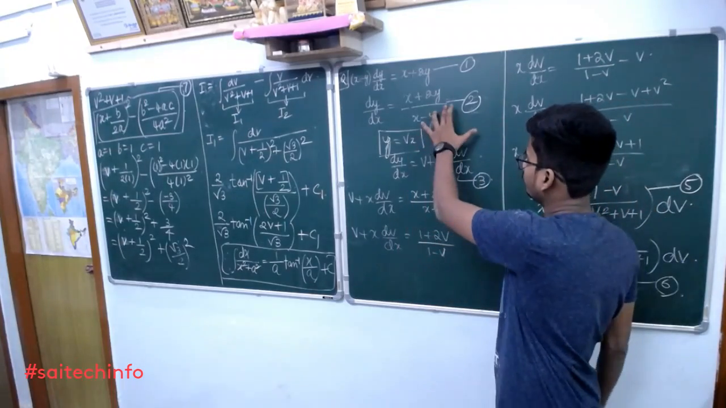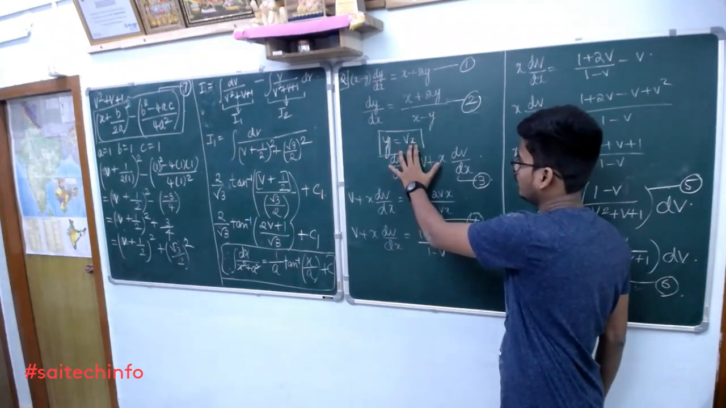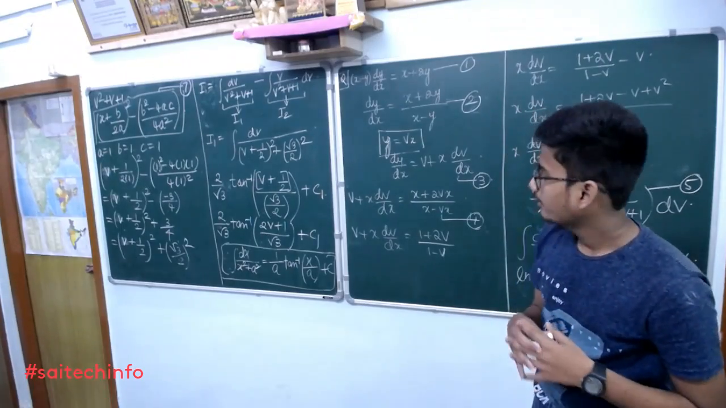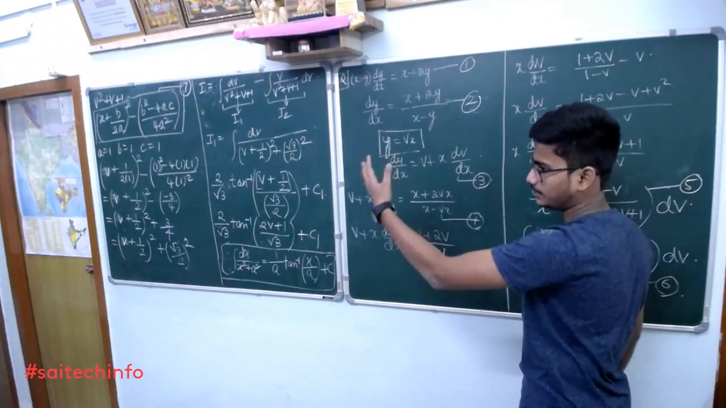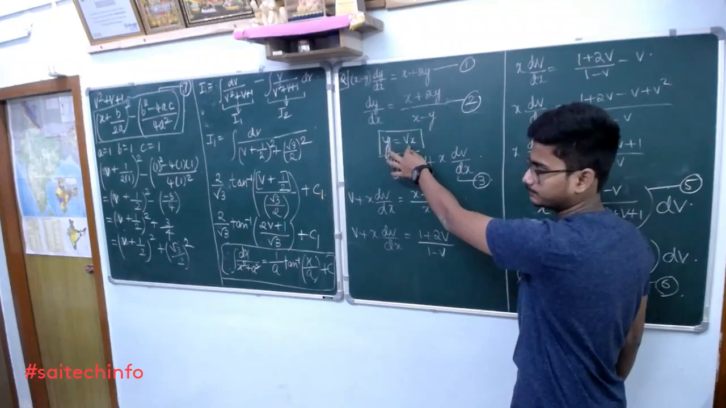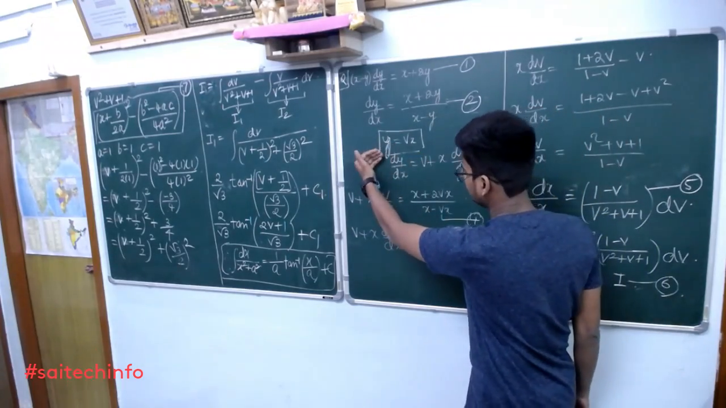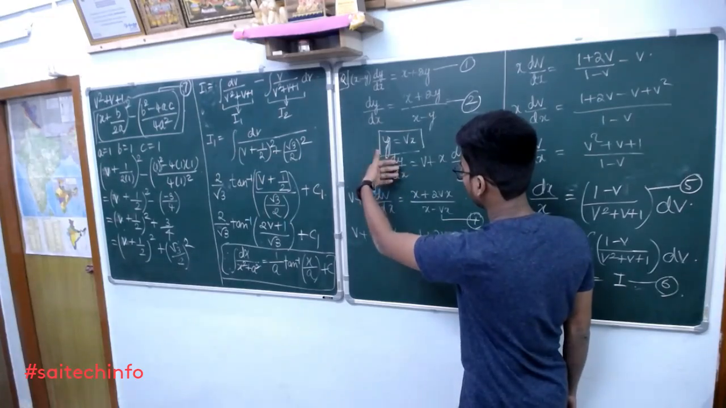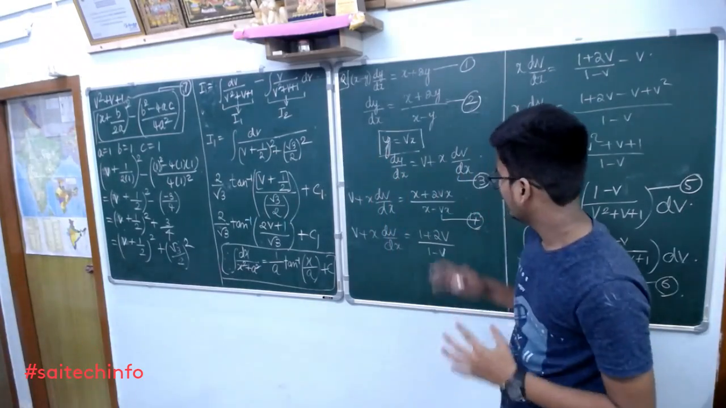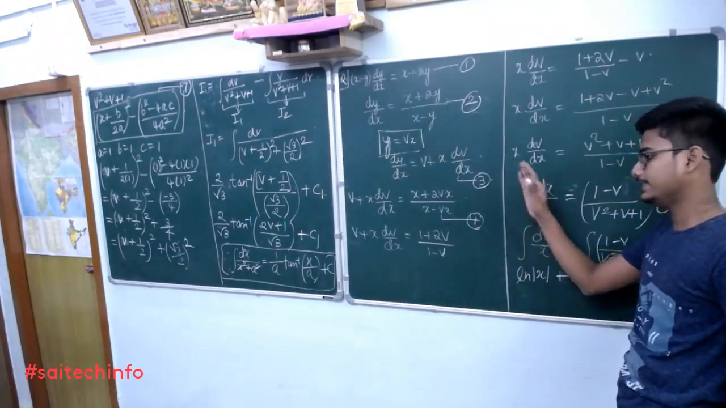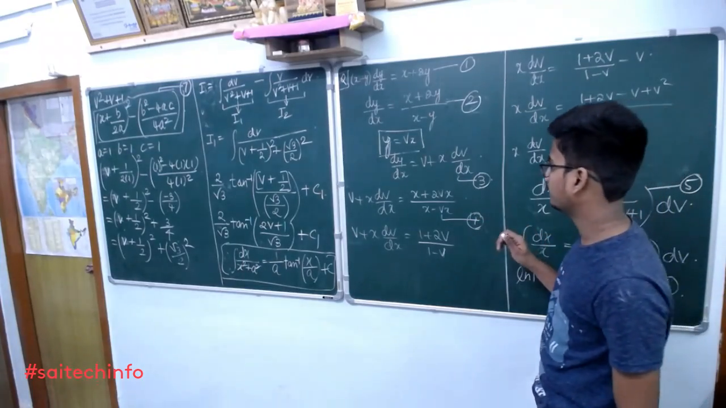Substituting in the place of y, that is vx. On substituting vx, y gets eliminated and we get the new term v, such that we differentiate at the next step. So dy by dx is equal to v plus x into dv by dx. That is our third step.